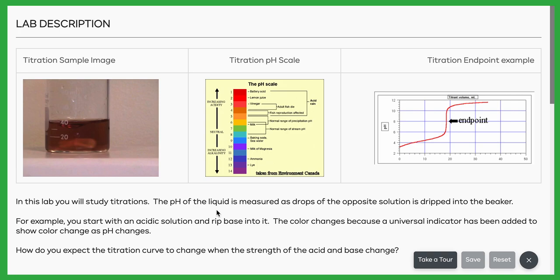So if you're looking at acids and bases and neutralizing, if I have an acid and I start dropping base into it, after a little while, that base will completely neutralize the acid. And we call that point the end point of the titration.